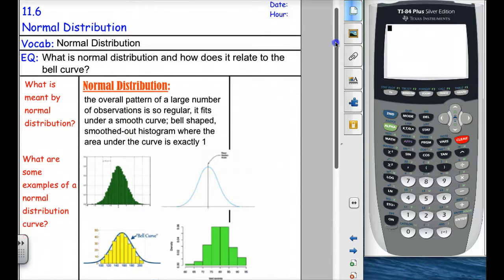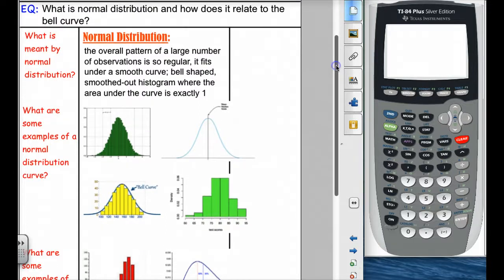So I've just put in here some examples of normal distribution. As you can see, if we were to draw on all of these, you can get that normal curve. Obviously this one is a normal curve, and this one has it drawn in, but you've got that general idea that it follows that general curvature.